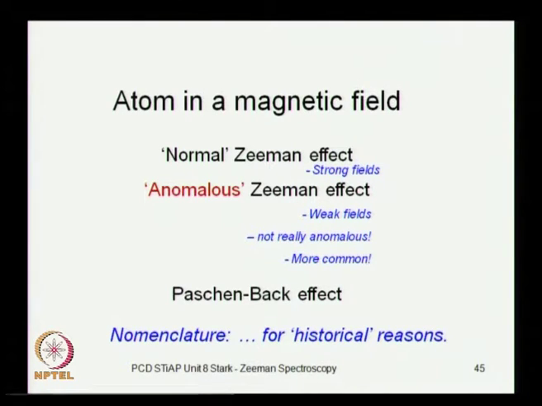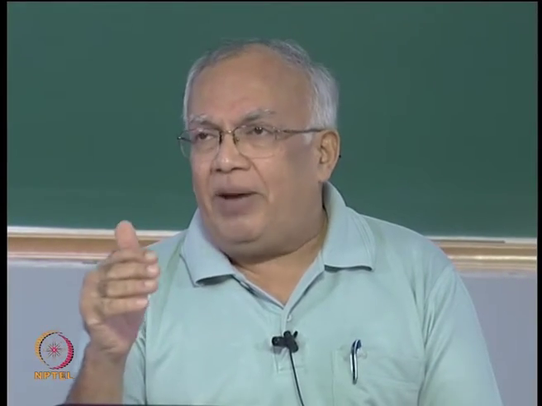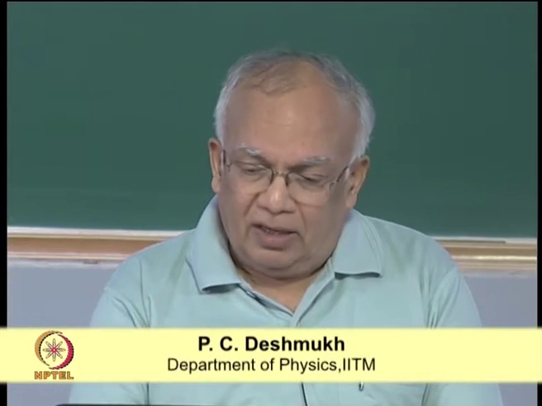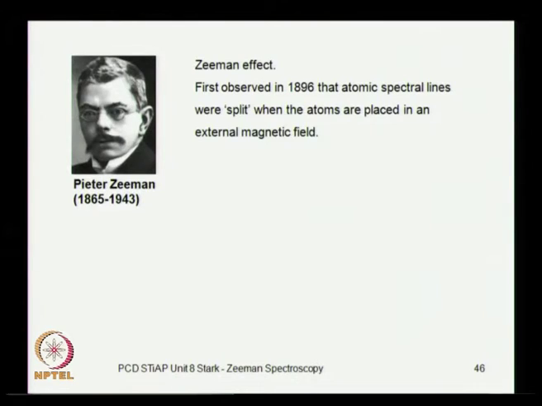Again, when you talk about weak fields and strong fields, these are qualitative terms, and we will have to get some idea of what we mean by strong fields and what we mean by weak fields. So, it is in relation to some other interactions that you will call them strong or weak, and this will become clear as the discussion progresses. So, the Zeeman effect was first observed by Peter Zeeman in 1896. I think he got the Nobel Prize which he shared with Lorentz.